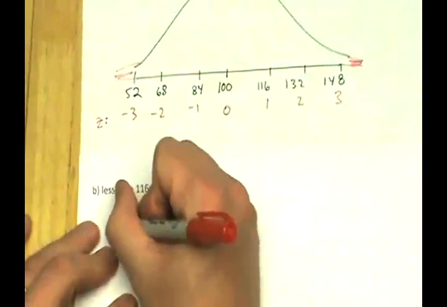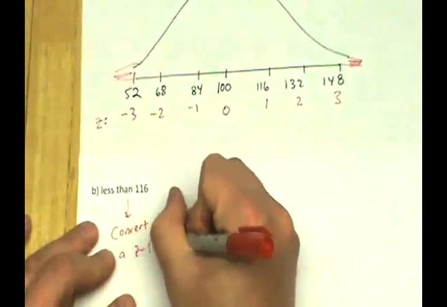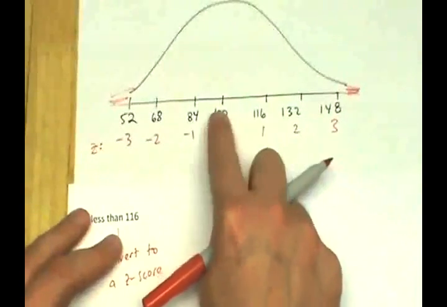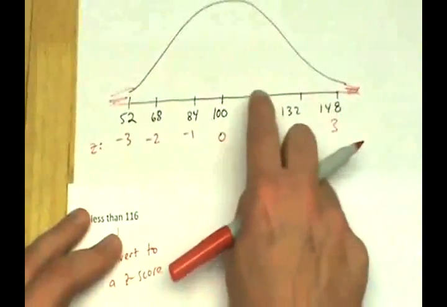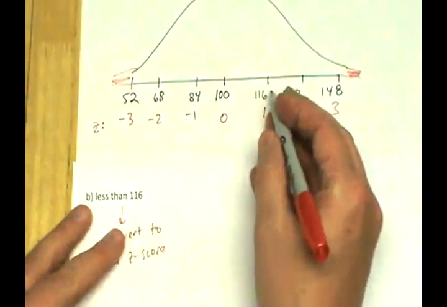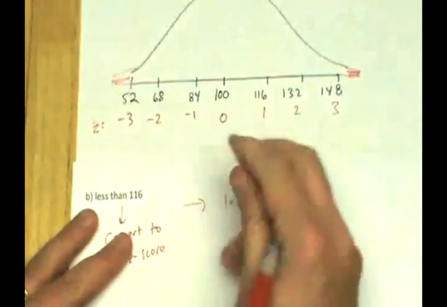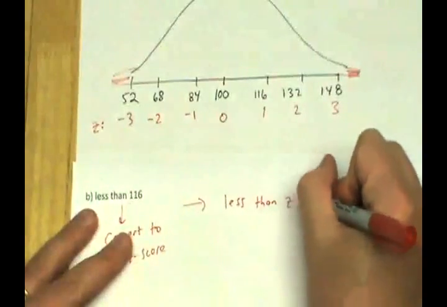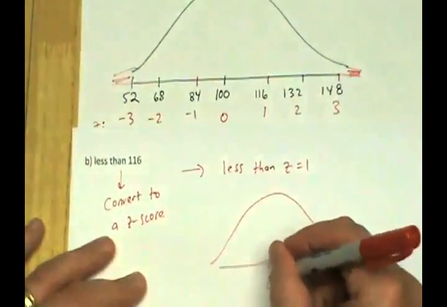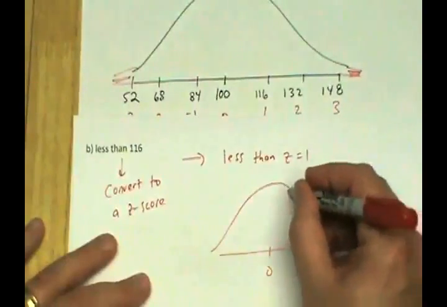There's just z-score, so I have to convert to a z-score. So less than 116, if I look at my bell-shaped curve here, the mean was 100, every tick was 16, 116 happens to be a z-score of 1. So 116, we can grab the z-score right off the table. So this is going to be less than 116, equivalent to a z-score of 1. So we draw ourselves a bell-shaped curve. Z-score of 1 is to the right, and we want everything less than that.